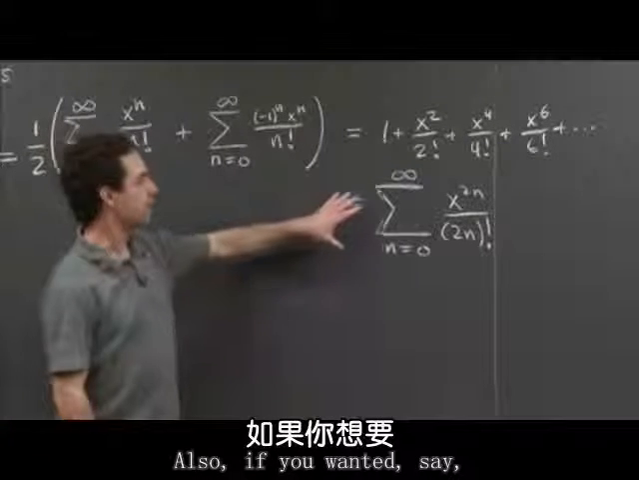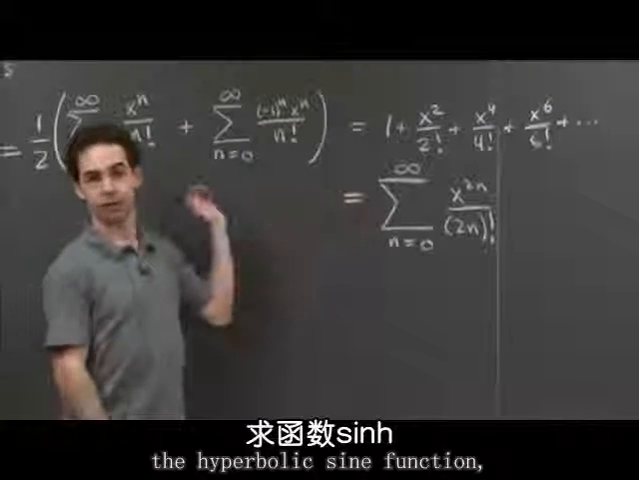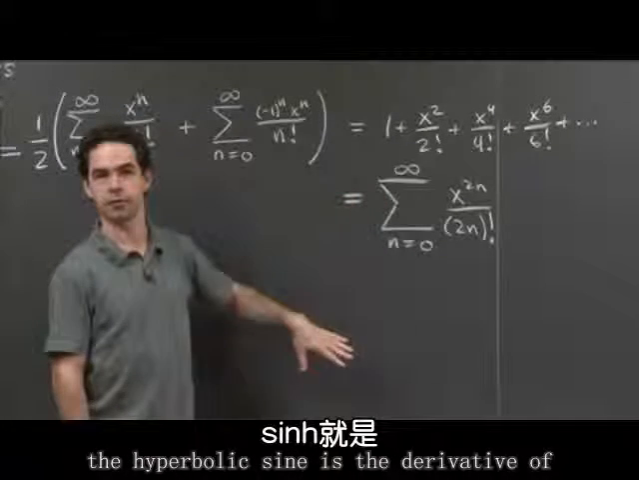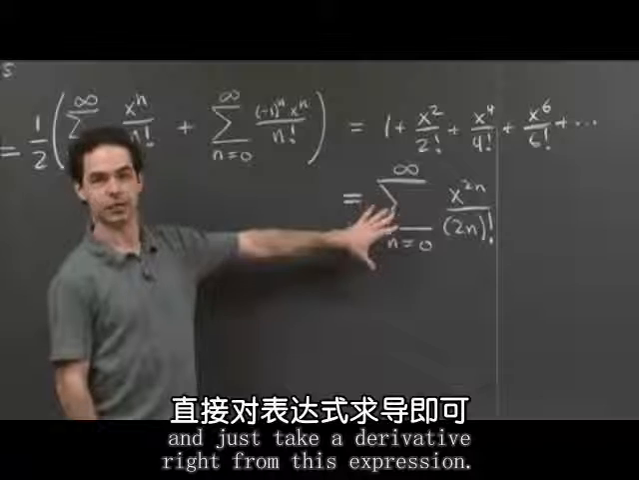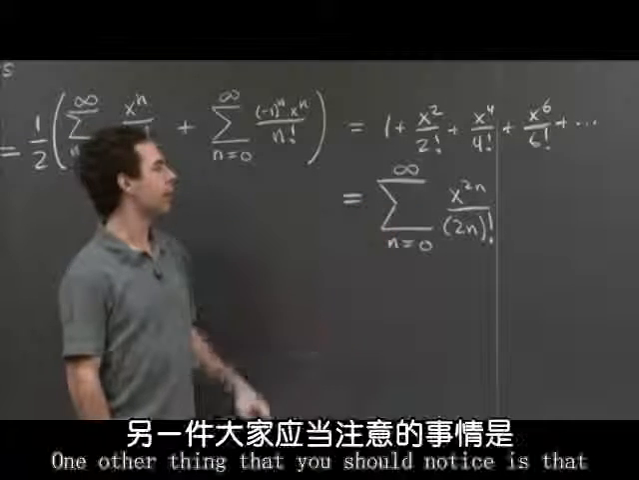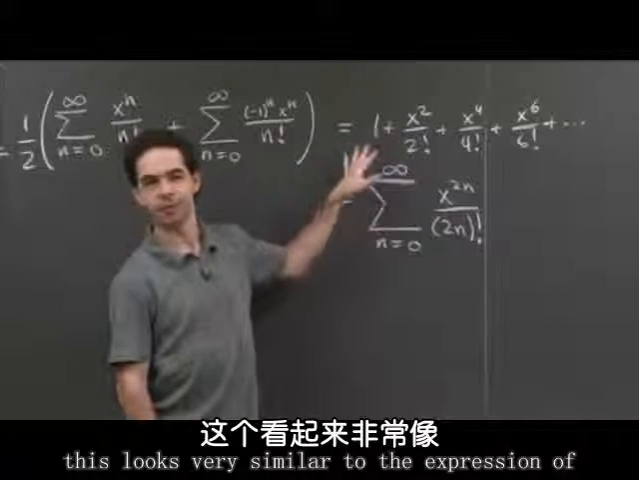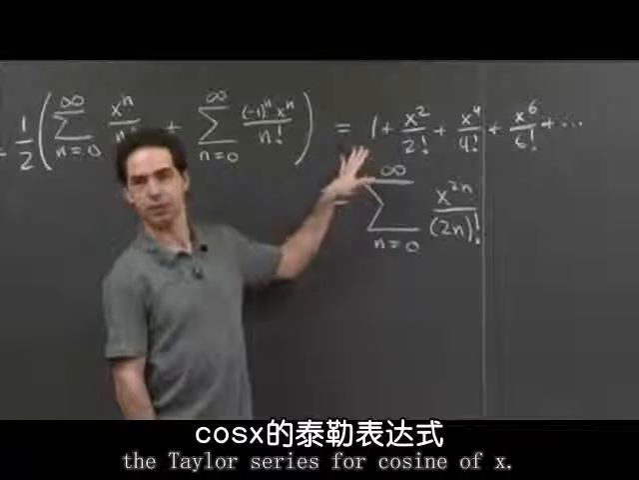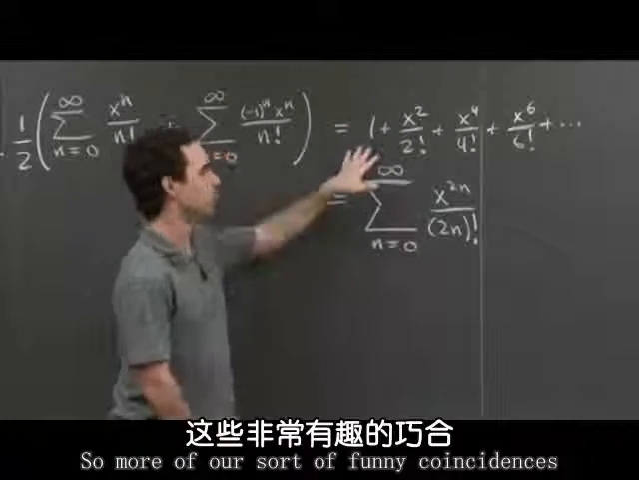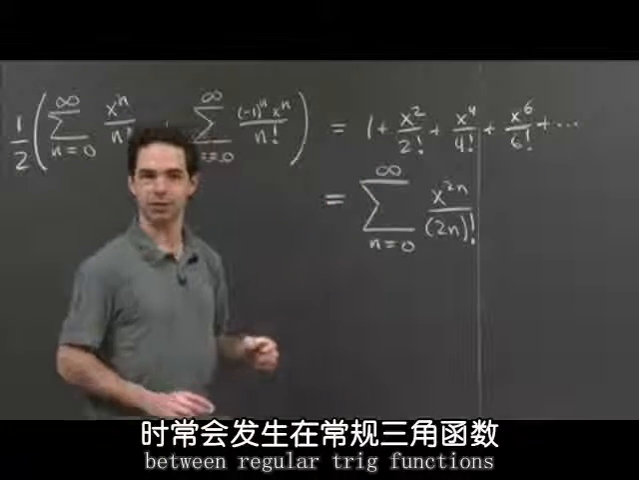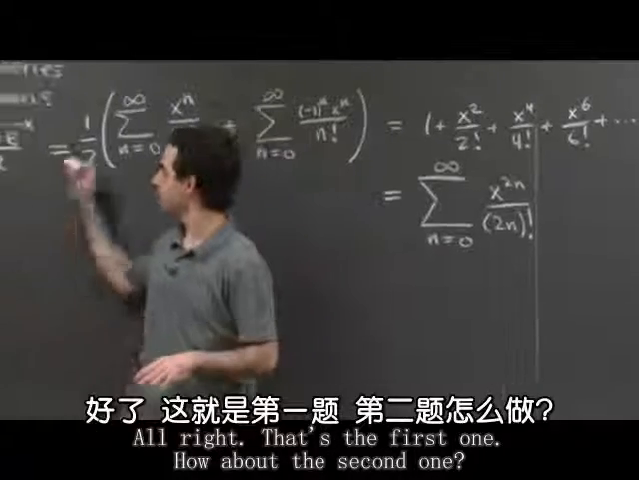Also, if you wanted, say, the hyperbolic sine function, you could do something very similar, or you could remember that the hyperbolic sine is the derivative of the hyperbolic cosine and just take a derivative right from this expression. One other thing you should notice is that this looks very similar to the expression of the Taylor series for cosine of x. So more of our funny coincidences between regular trig functions and hyperbolic trig functions. All right, that's the first one.